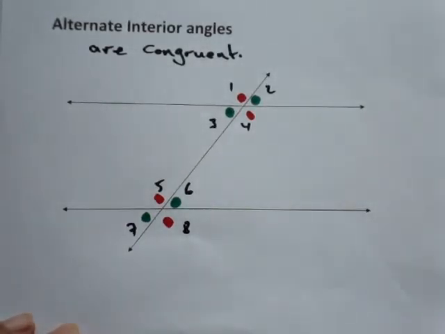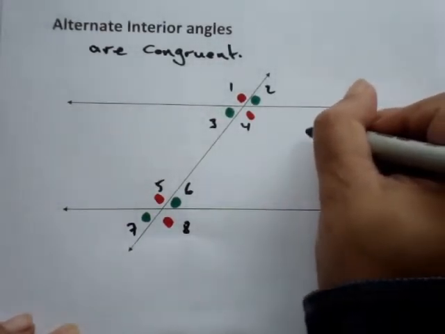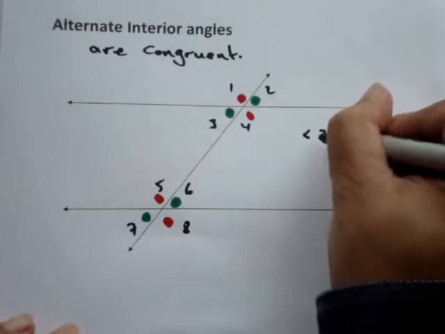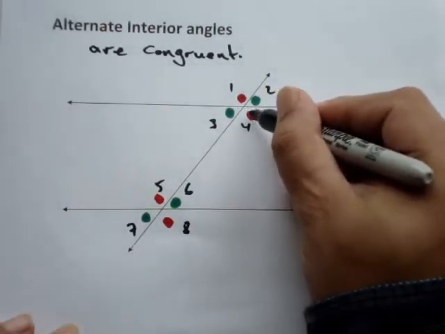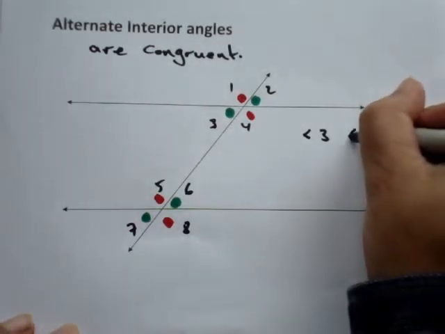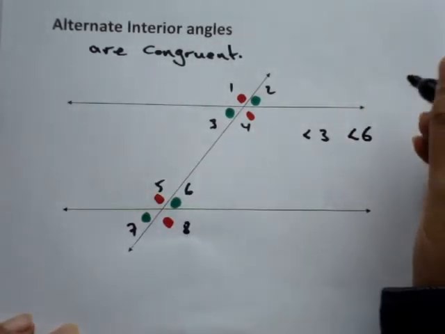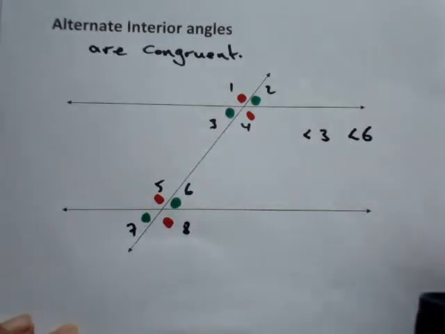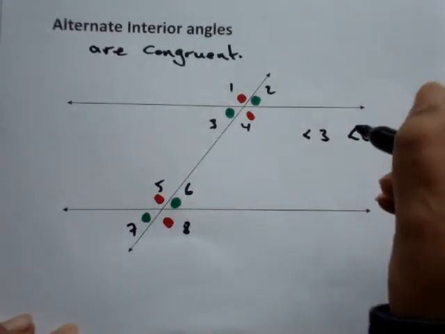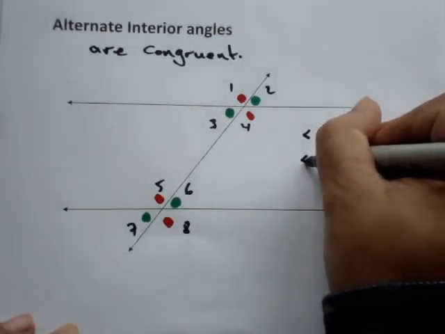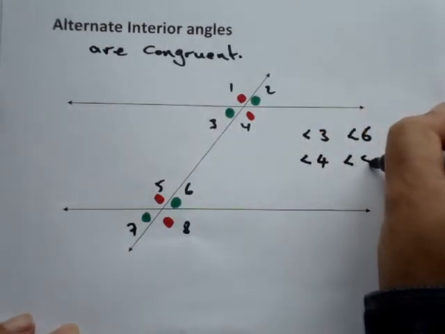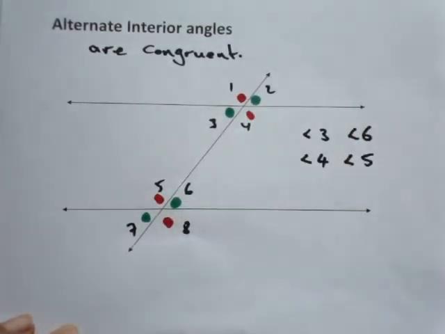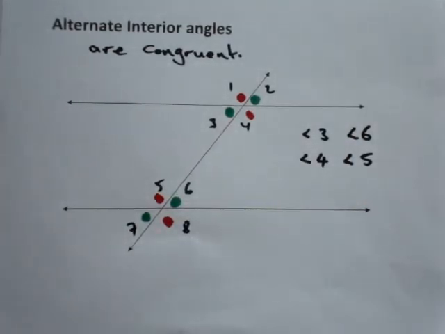and now our alternate interior angles, which are in this space between the parallel lines, which are congruent, are angle 3 and angle 6, because we missed the 4 to make it alternate, go to angle 6. So angle 3 and angle 6, alternate interior angles, and they are congruent. And also angle 4 and angle 5. Angle 4 and angle 5 are the same, they're congruent, alternate interior angles.